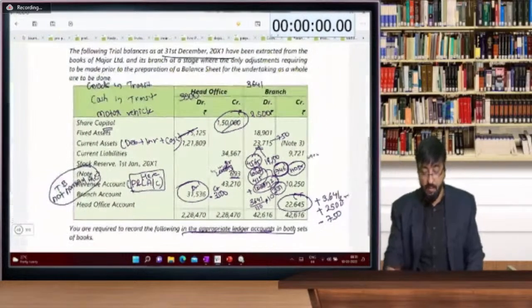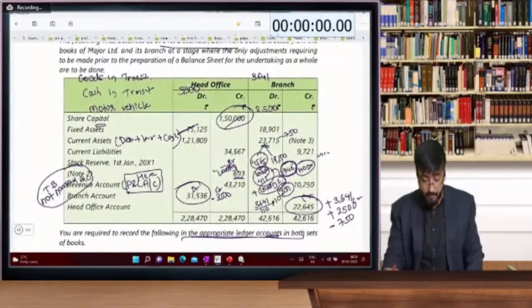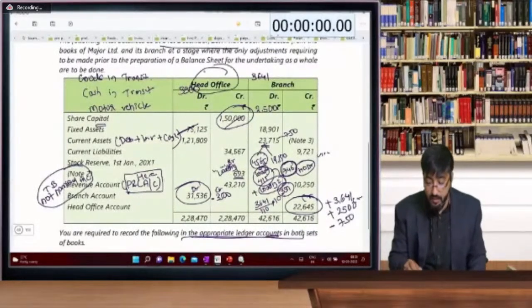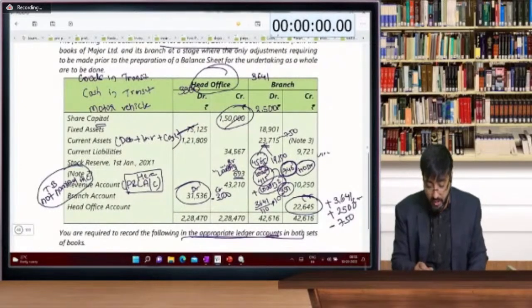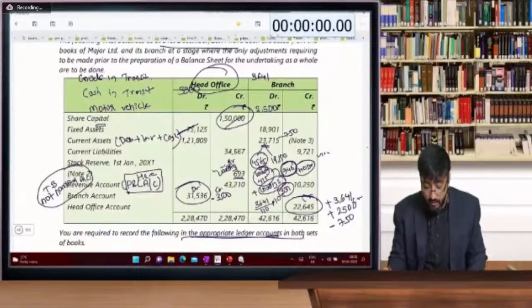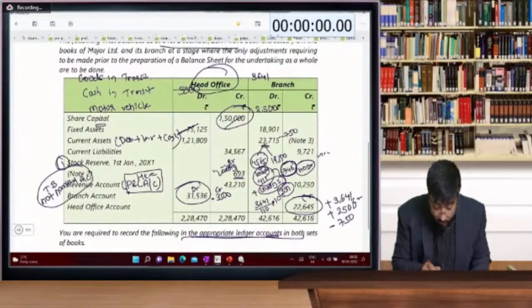Now beta, which accounts are you going to open in head office books? Those accounts which have changes. Share capital, no. Fixed assets, no. Current assets, no. Current liabilities, no. In head office books, head office accounts. So the first account, I will open stock reserve.